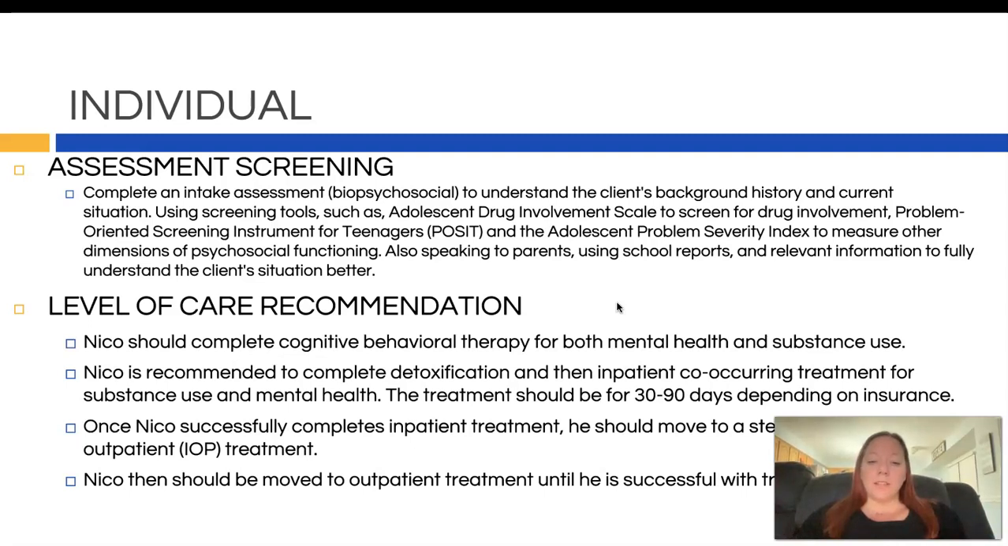We're also going to speak to Nico's parents. Due to his age, we are able to speak to his parents. He does get a say because he is over the age of 14, but we are able to work with his parents as well, especially because his mom has some history of what has happened in the past with him.